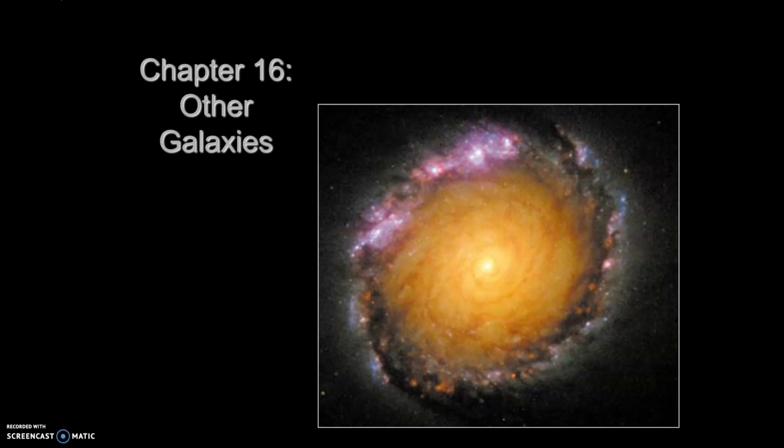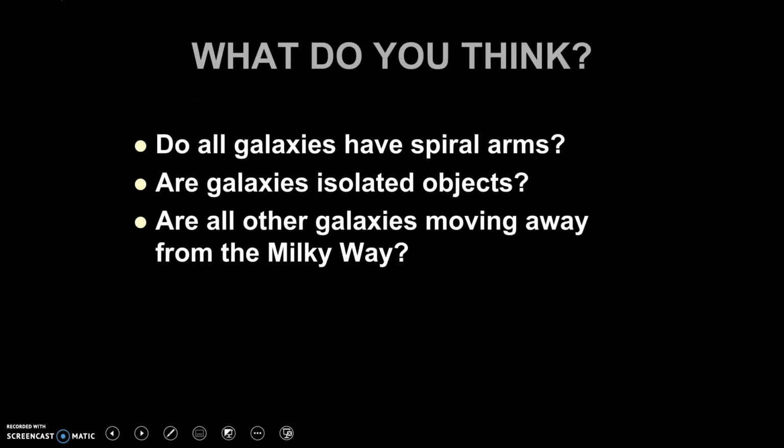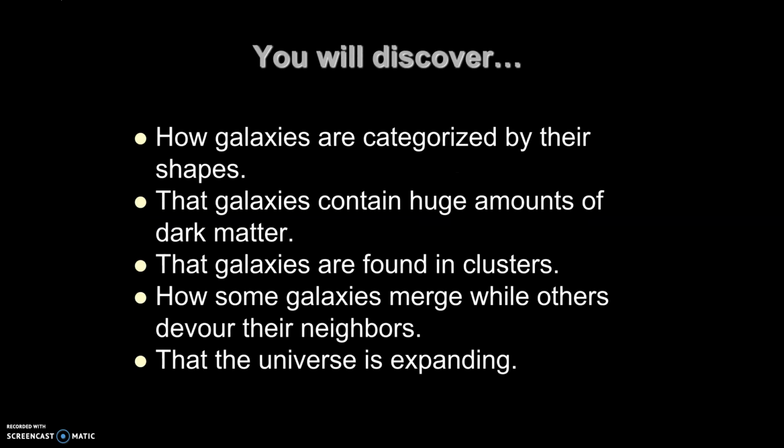Hi everyone, so this is going to take a look at our last notes for the quarter. We're just going to take a look at other galaxies that are besides our Milky Way. So some questions: do all galaxies have spiral arms? Are galaxies isolated objects? And are other galaxies moving away from the Milky Way?